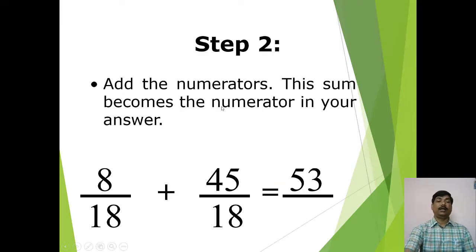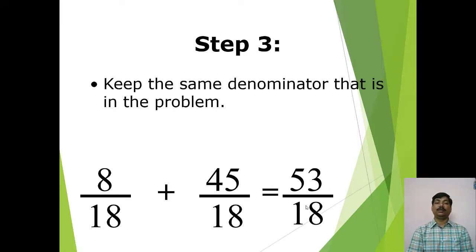Next step, add the numerators. This sum becomes the numerator in your answer. Add them. 8 plus 45 is 53. This will be the numerator in your answer. What about the denominator? Keep the same denominator that is given in the problem in equivalent form.